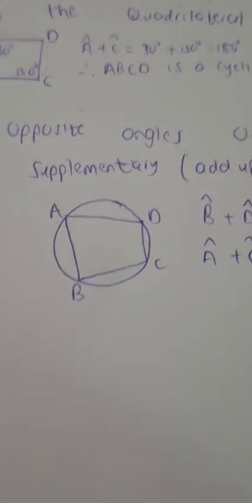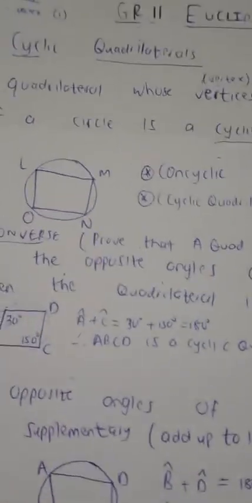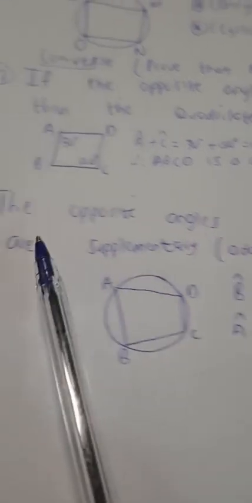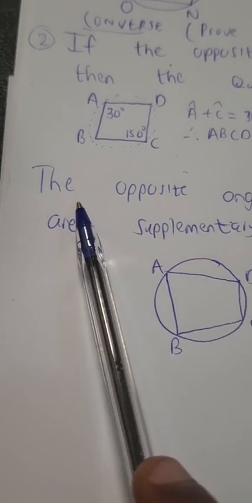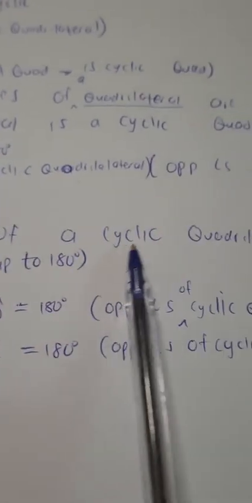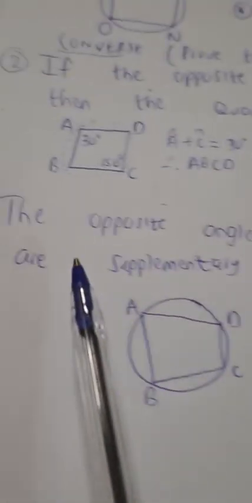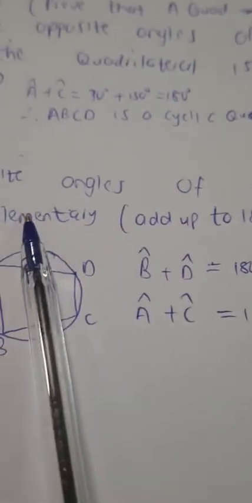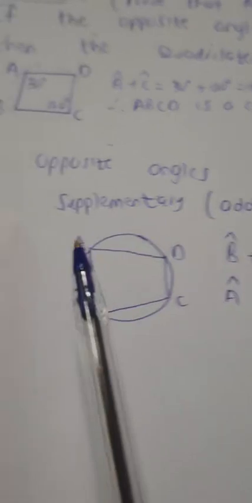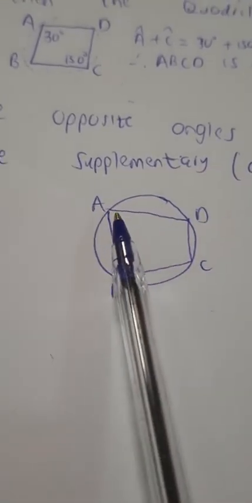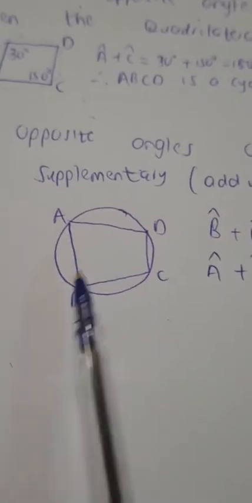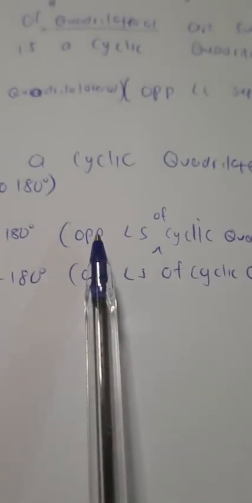All right, so guys, those are basically the theorems. If you remember the theorem for cyclic quadrilaterals, the opposite angles of a cyclic quadrilateral are supplementary. That is the theorem. Supplementary means they add up to 180. If you are given a cyclic quad, your opposite angles, angle A plus angle C is 180 degrees. Angle B plus angle D is also 180 degrees.